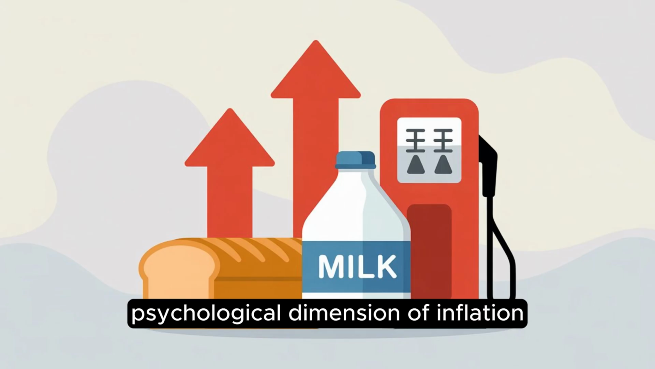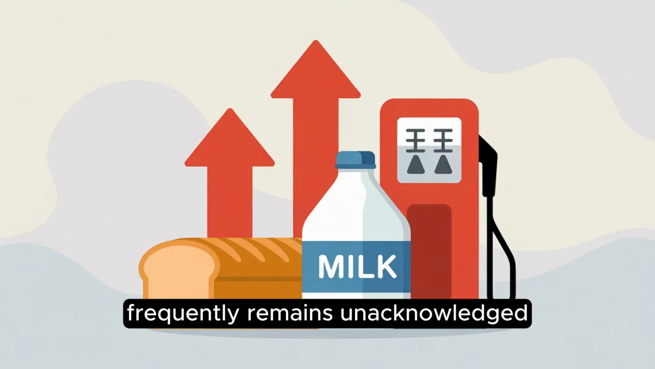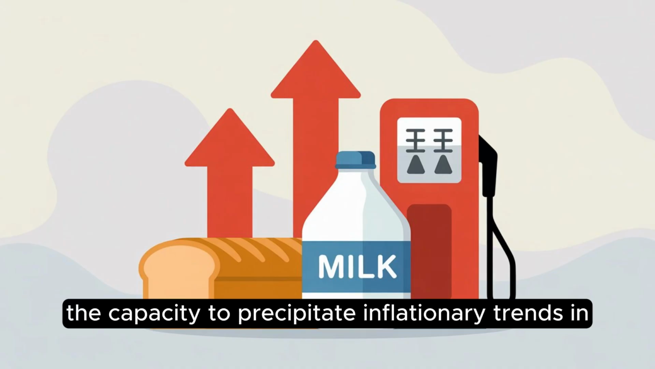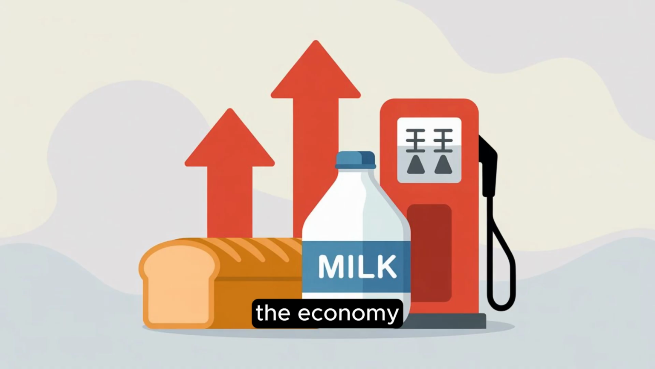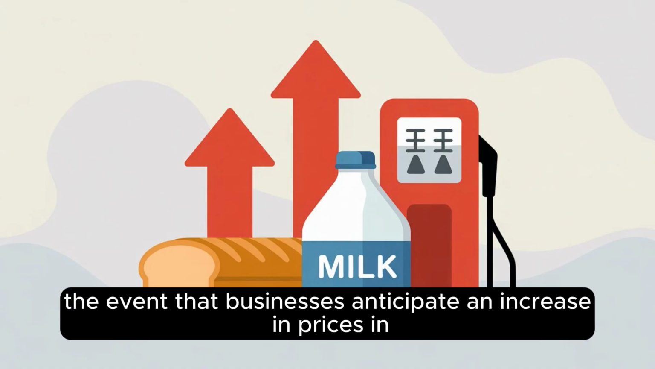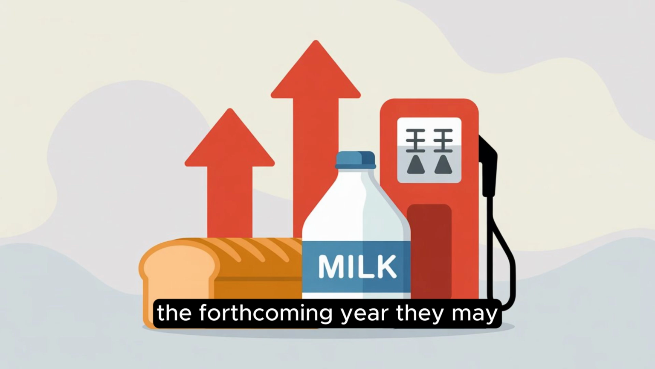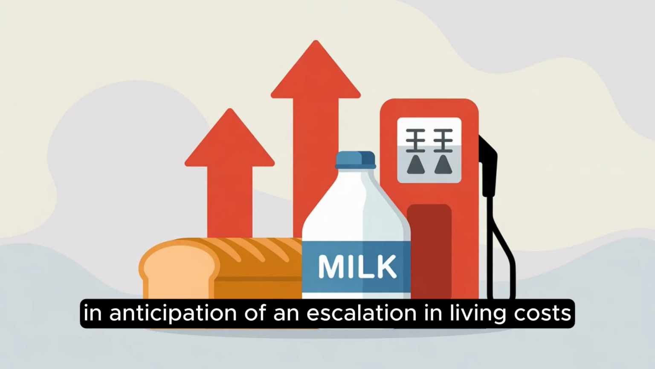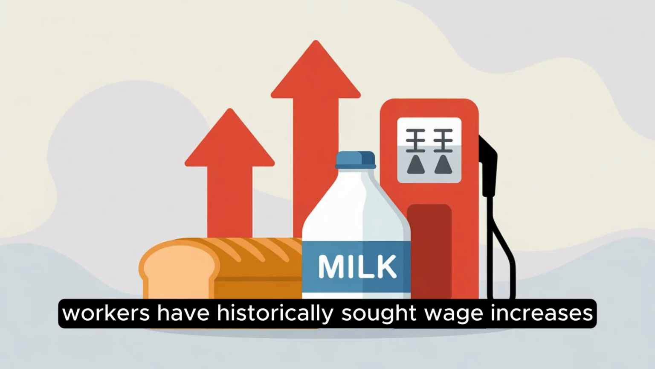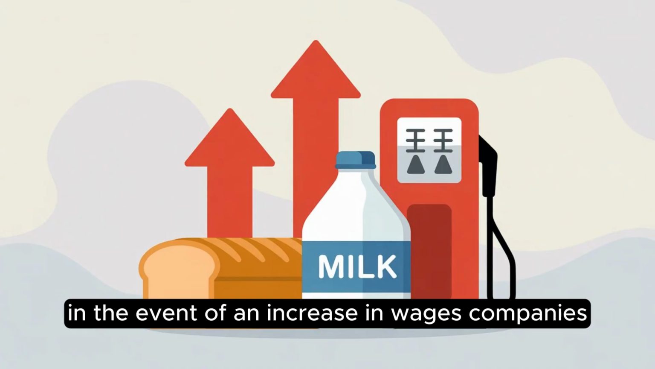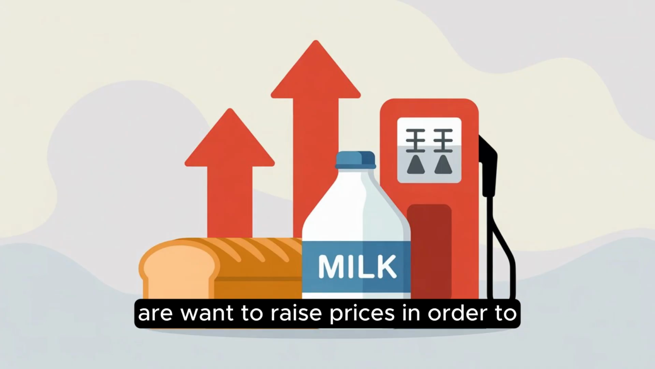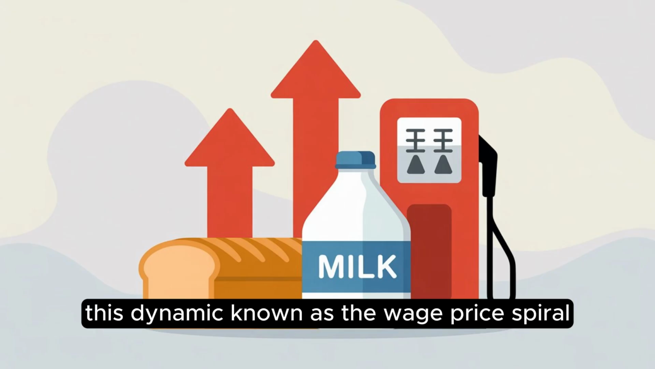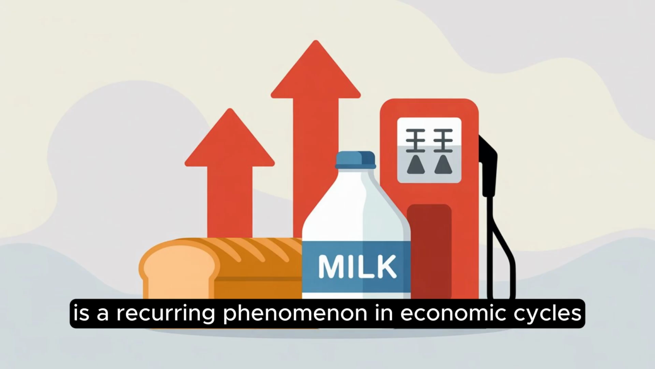Furthermore, the psychological dimension of inflation frequently remains unacknowledged, yet its influence is profound. The phenomenon of inflation expectations has the capacity to precipitate inflationary trends in the economy. In the event that businesses anticipate an increase in prices in the forthcoming year, they may choose to implement price adjustments at the present time. In anticipation of an escalation in living costs, workers have historically sought wage increases. In the event of an increase in wages, companies are wont to raise prices in order to offset increased costs. This dynamic, known as the wage price spiral, is a recurring phenomenon in economic cycles.